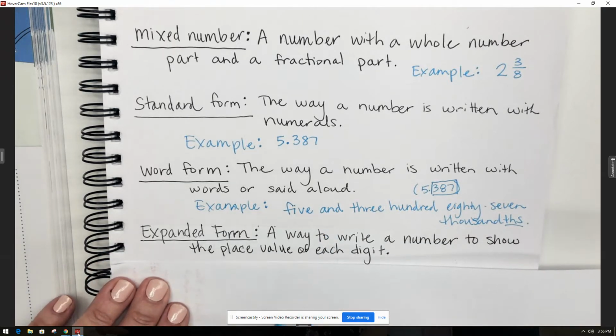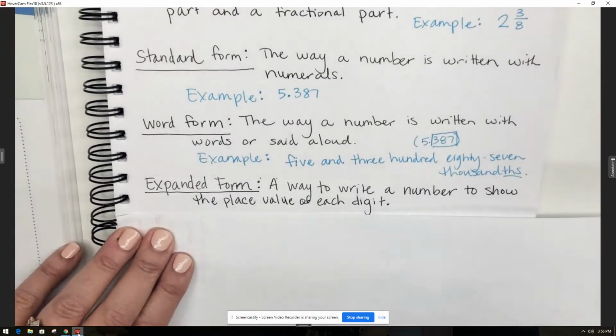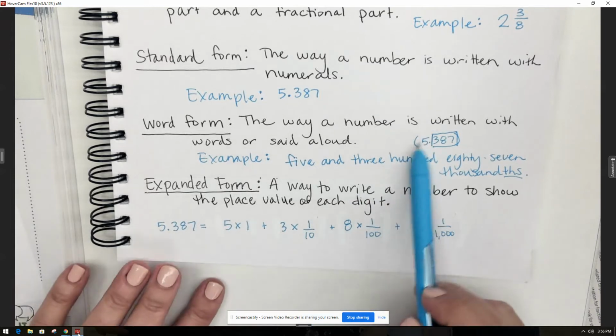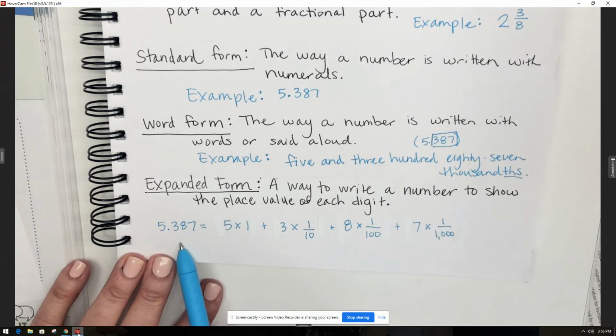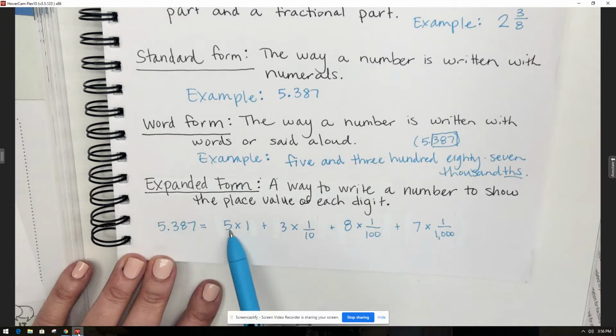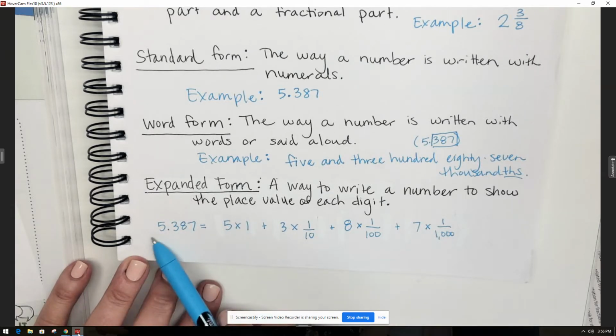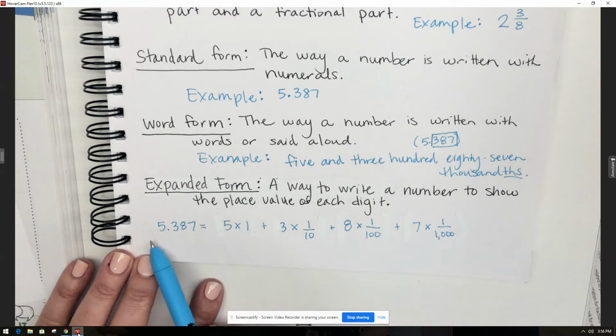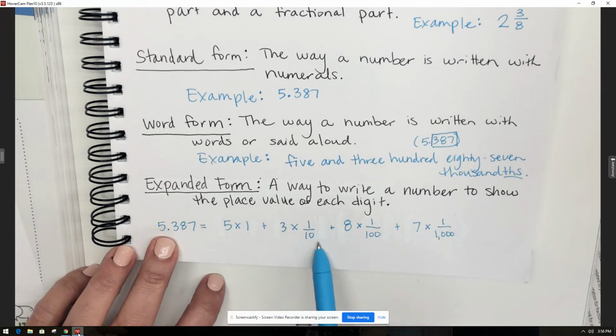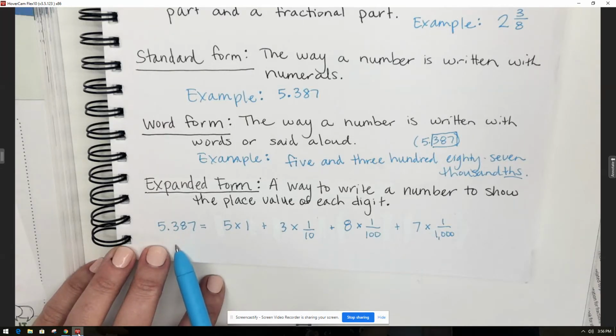And then finally, we have expanded form. Expanded form is a way to write a number to show the place value of each digit. So expanded form for 5 and 387 thousandths, one way you can write it would be like this. 5 times 1, because you have 5 ones in the ones place. 3 times 1/10, because there's a 3 in the tenths place, plus 8 times 1/100, because there is an 8 in the hundredths place. And finally, 7 times 1/1,000, because there is a 7 in the thousandths place.